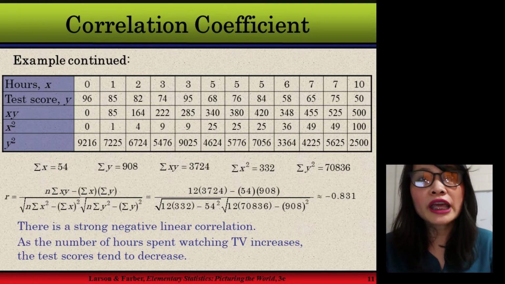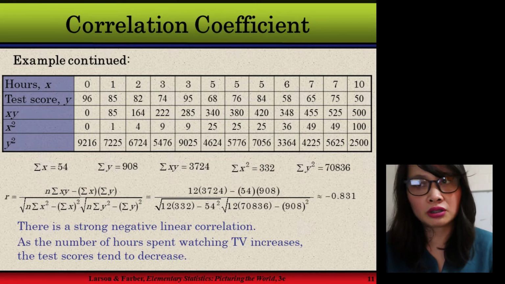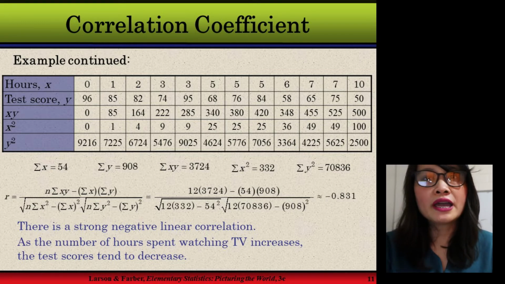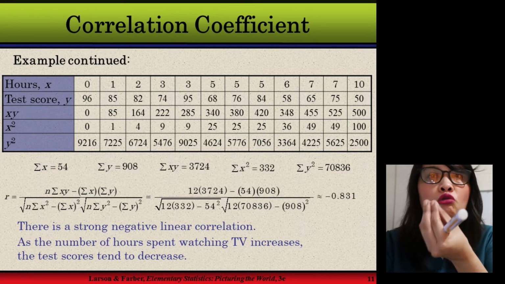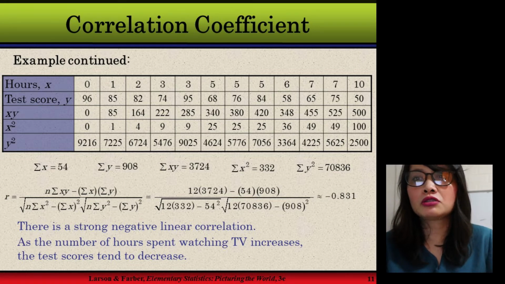What about x squared? How do we determine x squared? Just simply get the square of each component in your x values. So we have 0 raised to 2, so you do have 0. 1 raised to 2, so you do have 1. 2 raised to 2, so you do have 4. And then so on and so forth. For y squared, same thing. Get the square of each component in your y values. So we have 96 raised to 2, so you do have 9,216. 85 raised to 2, so you do have 7,225. And so on and so forth.